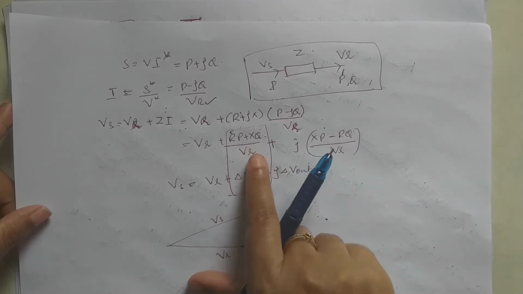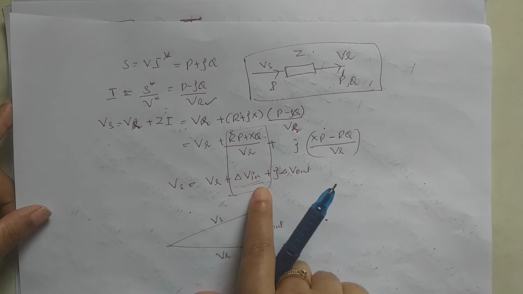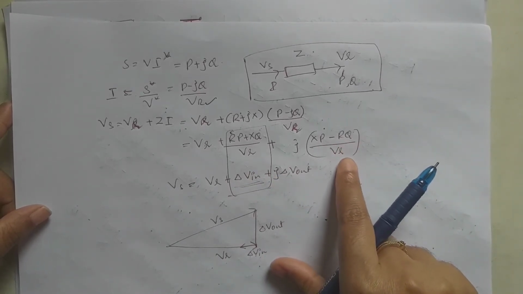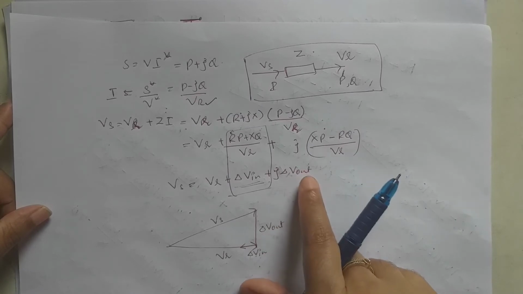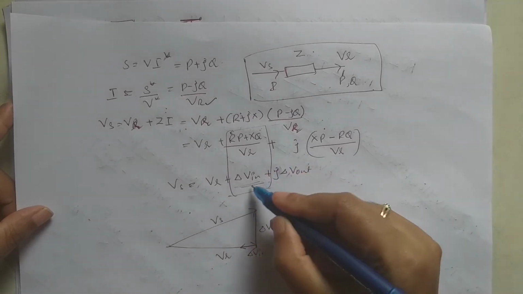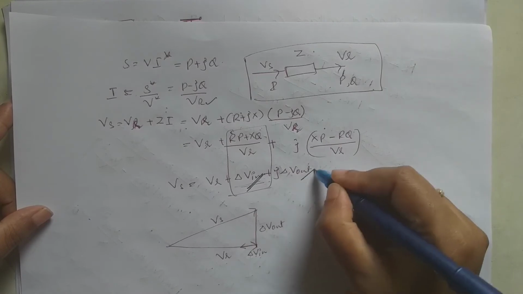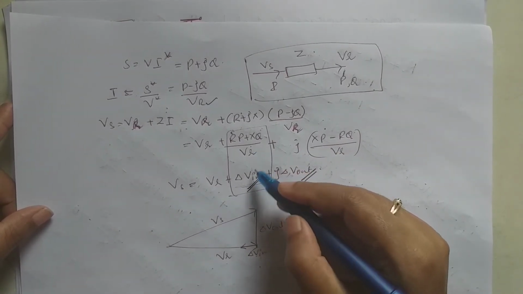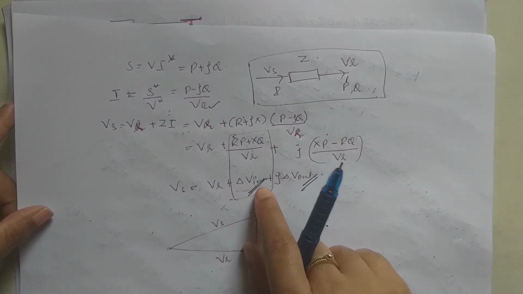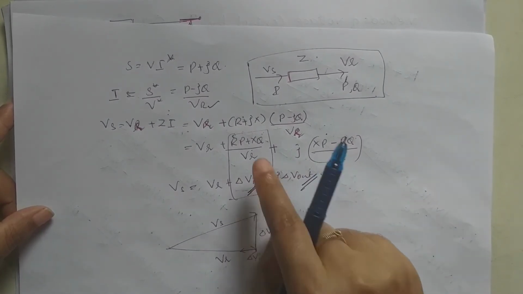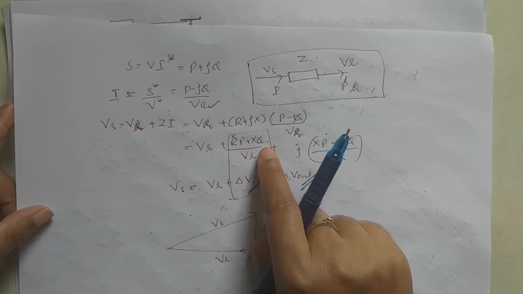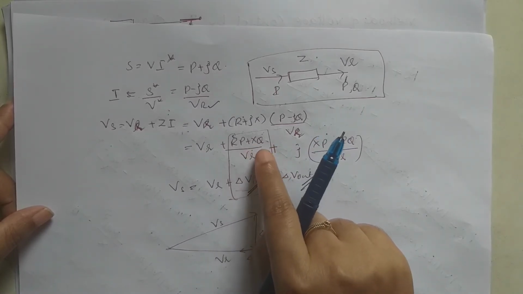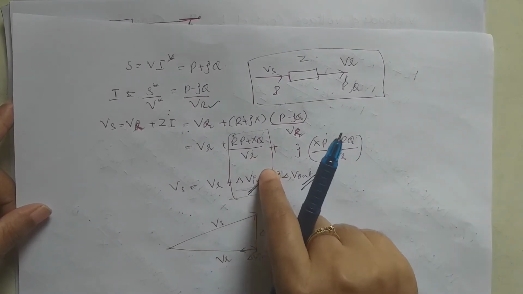What is this (RP plus XQ) divided by Vr? It is delta V in phase. And (XP minus RQ) divided by Vr is called delta V quadrature. This represents the magnitude and this represents the phase angle. What we want is the magnitude, so delta V is (RP plus jXQ) divided by Vr.